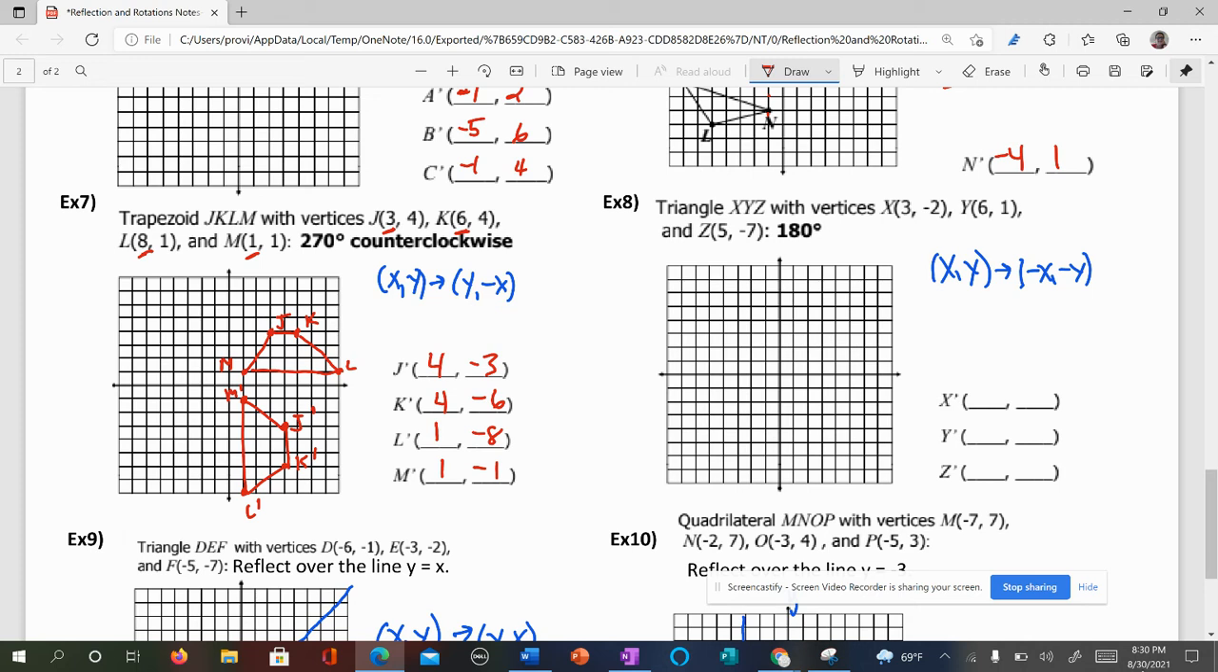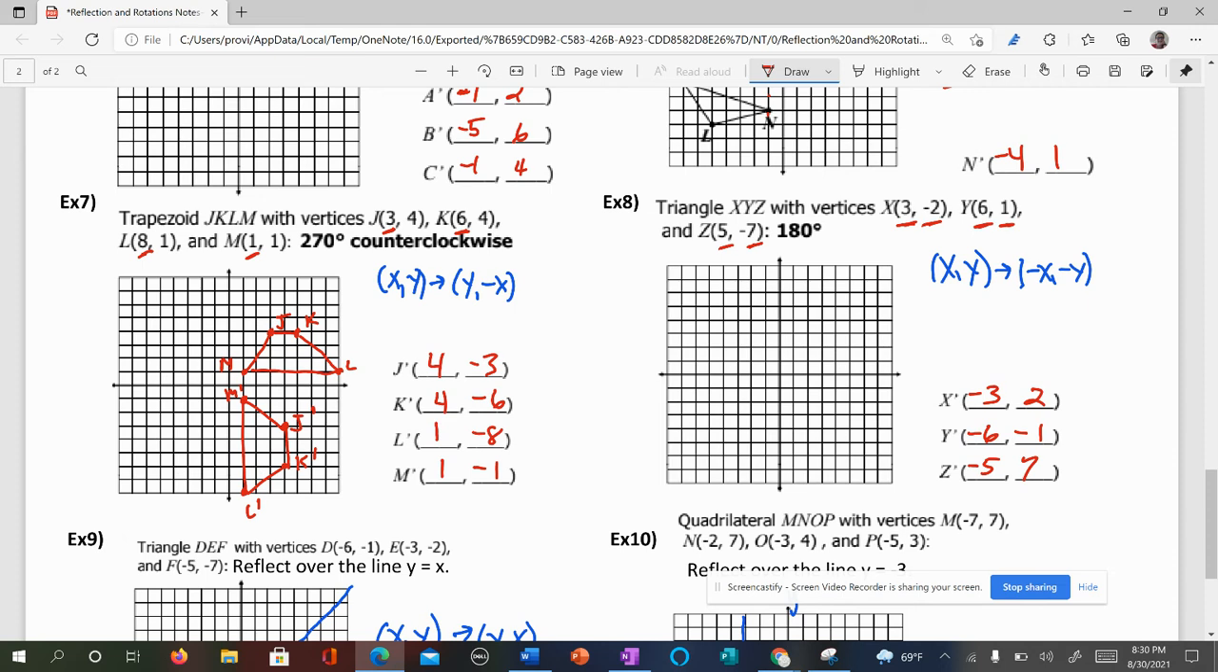All right, so we're going to end up leaving the X and Y in their locations, but we're going to change all of the signs to the opposite. So 3 turns to negative, but the 2 turns to positive. And it goes to -6, -1, and -5, 7.